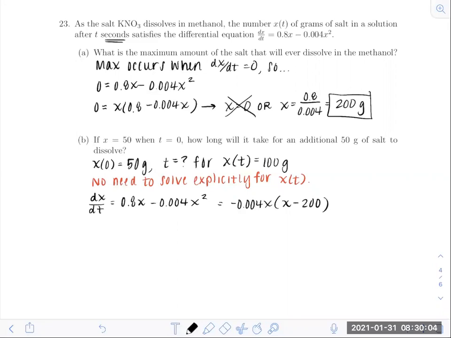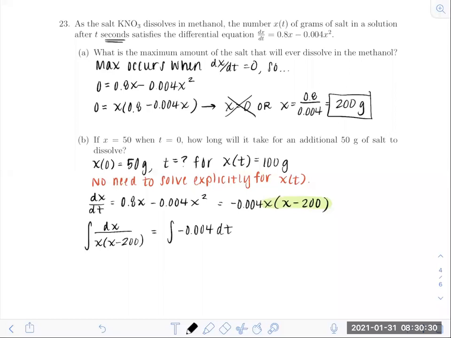And now I'd like to separate variables. I'm going to move all of the x terms to one side. Specifically, I'm going to just take the green highlighted area to the left. So I have dx over x times x minus 200. And then I'm just going to leave that constant negative 0.004 and then kick that dt differential over.